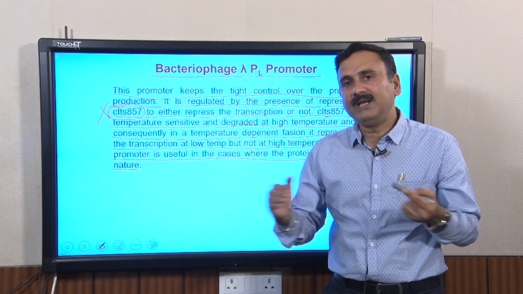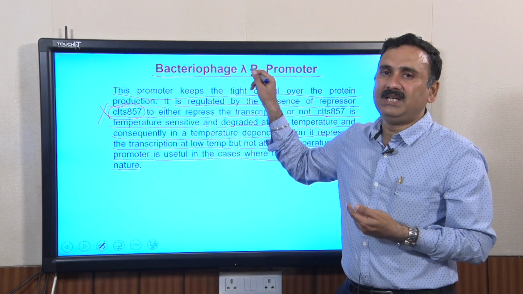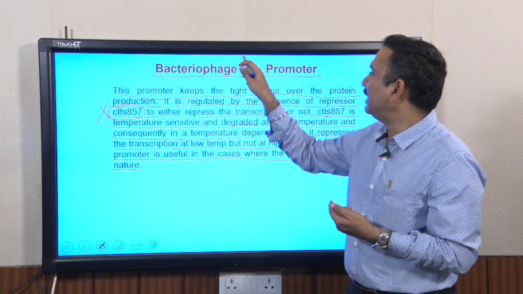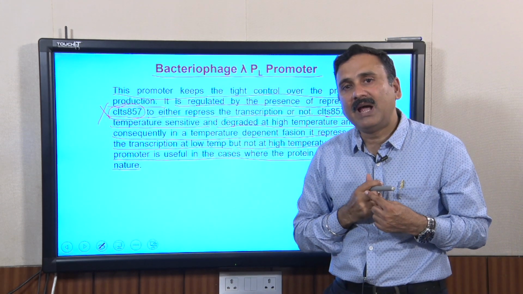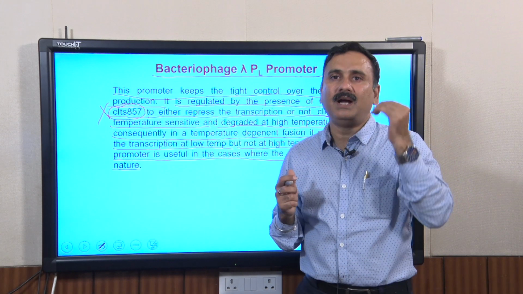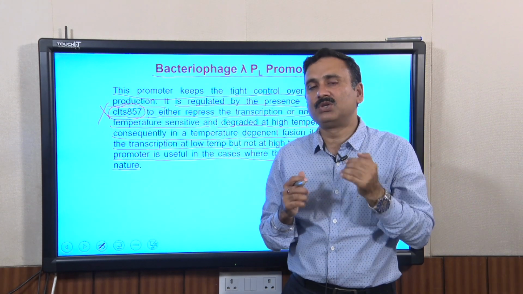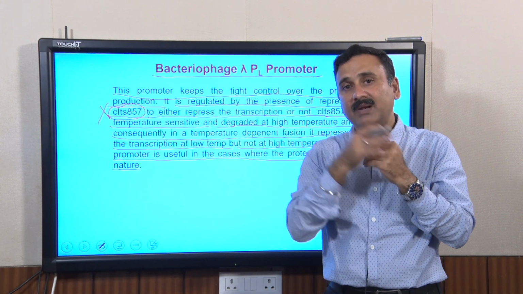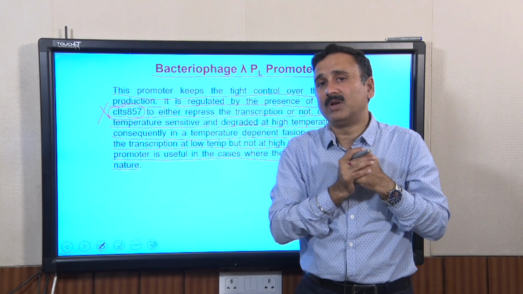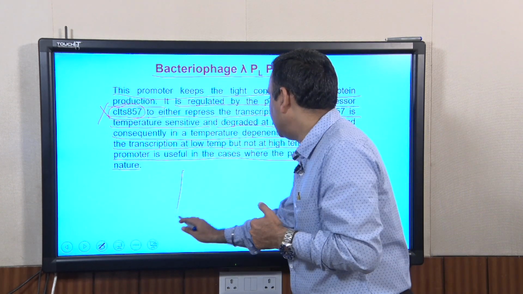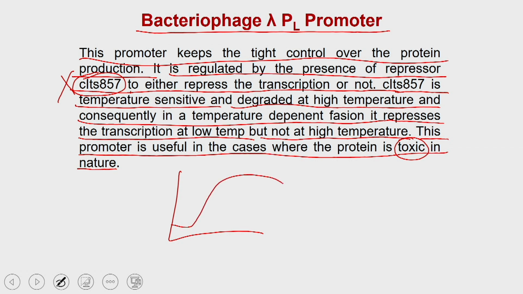So, to avoid that, you put the gene under the control of this particular type of promoter. You grow the bacteria at low temperature, so that will repress the production of this particular protein. This is your typical bacterial growth kinetics. So, you keep the temperature low until it reaches the log phase.